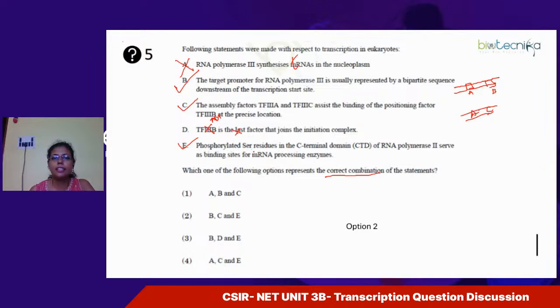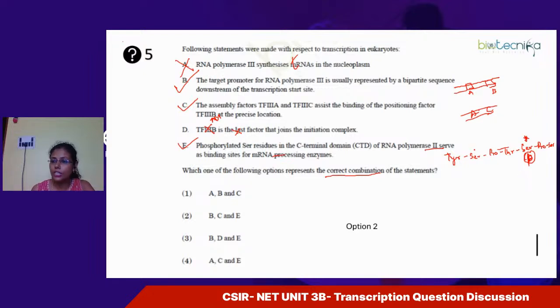And then you have the last statement. Phosphorylated serine residues at the C-terminal domain of RNA polymerase 2 serve as the binding site for mRNA processing enzymes. So this is absolutely right. If you recollect, the tail of polymerase 2 has got a sequence: tyrosine, serine, proline, threonine, serine, proline, and serine, right? Now this fifth serine, 1, 2, 3, 4, 5, first gets phosphorylated by your TF2H. Okay, TF2H first phosphorylates this fifth serine, that initiates the transcription.